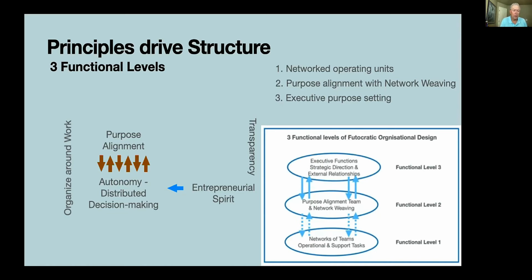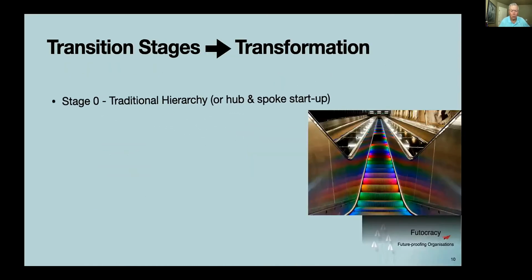We now have then five operating and structural principles put together into a three functional level organization, which is quite different from a traditional hierarchy. The critical components now is how do we move forward with transition? Transition stages that will eventually move into transformation.